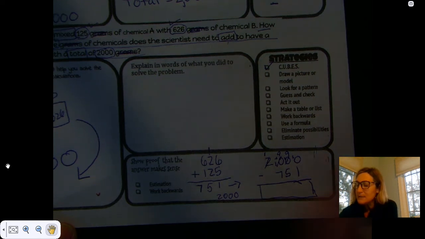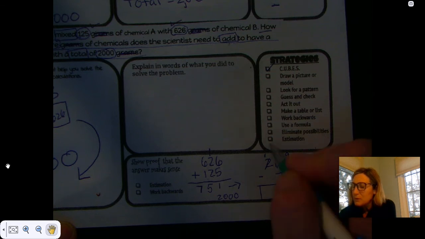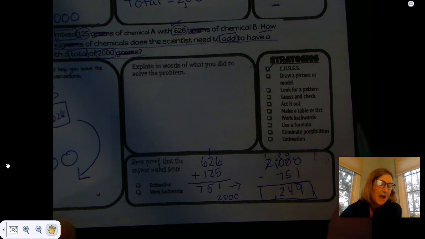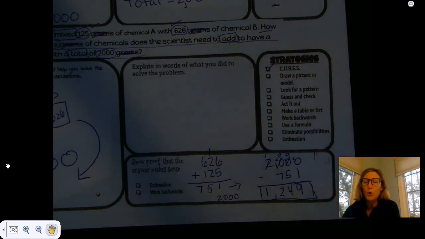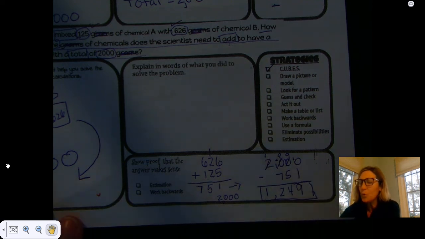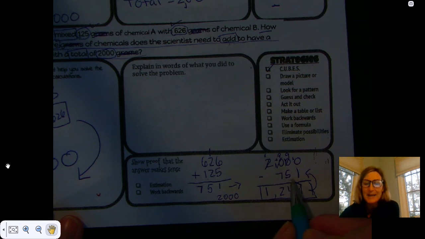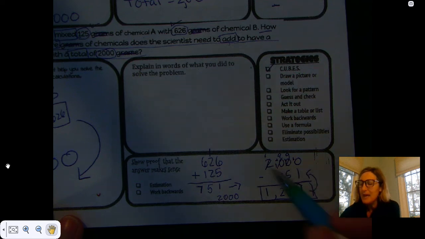So now let's subtract. 10 minus 1 is 9. 9 minus 5 is 4. 9 minus 7 is 2. And then we're going to carry down our 1. Now, that tells me that I need 1,249 more grams to add to my 751 that I already had, because we already mixed these chemicals and got 751. Okay. And I know I have to have a total of 2,000. So I subtracted what I had, and here is what I had left.